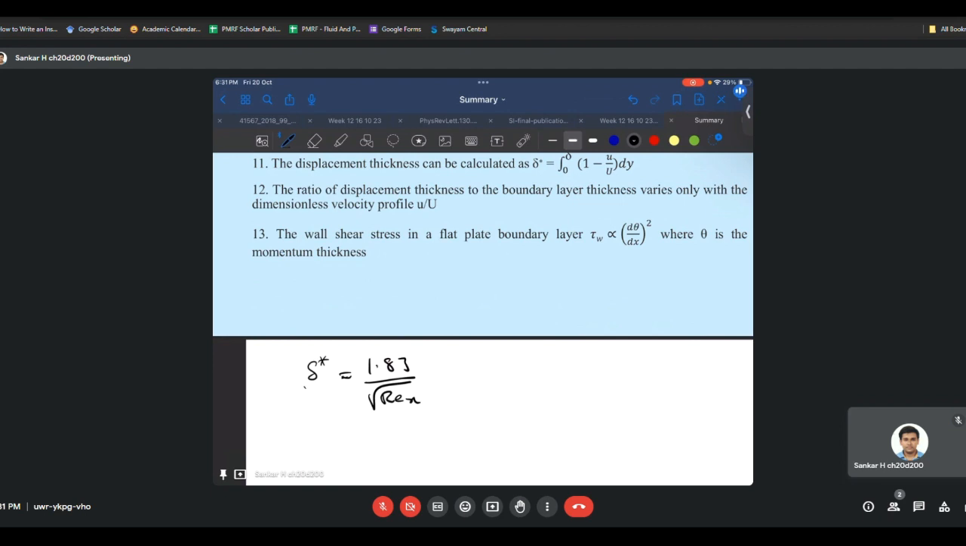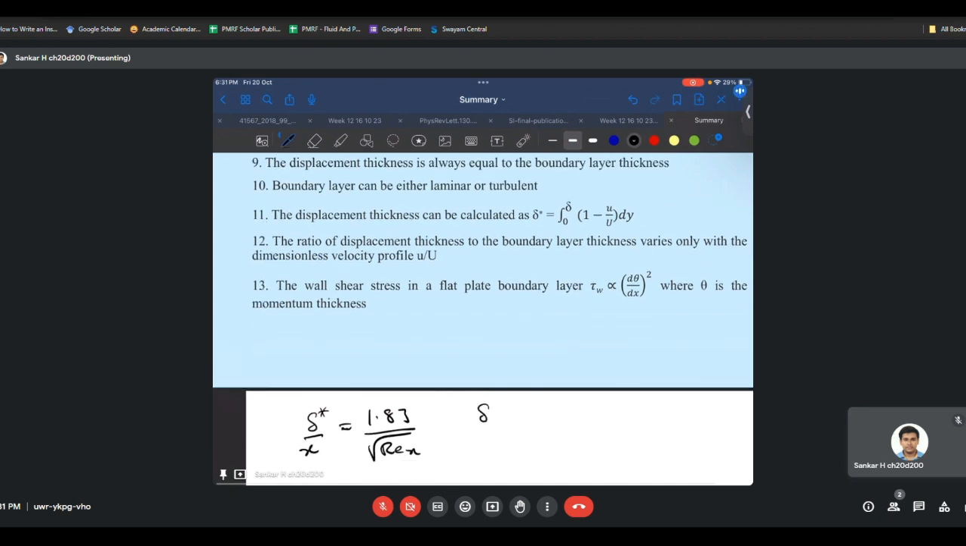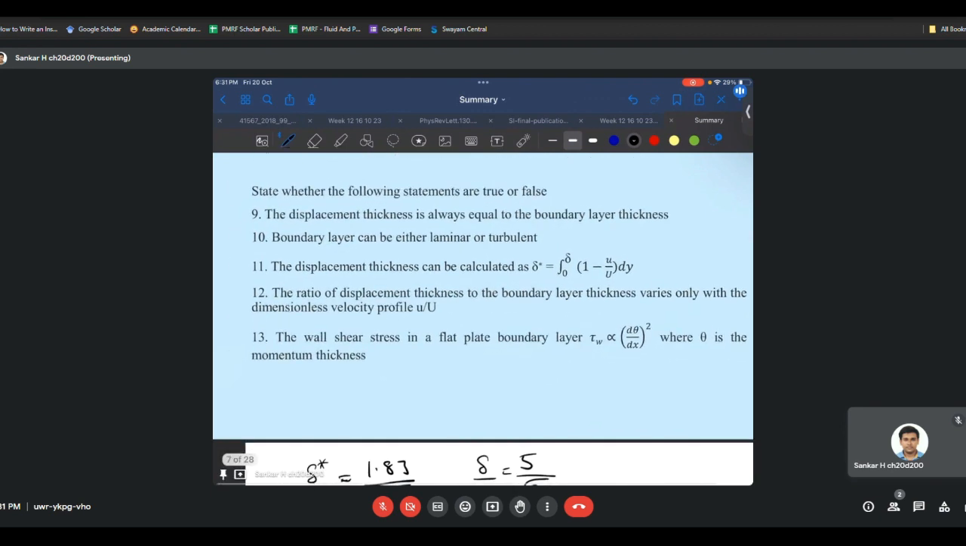Sorry, this is delta star by x, and the overall boundary layer thickness is given by delta by x is equal to 5 by square root of Rex. As you can see, the displacement thickness is not equal to the boundary layer thickness and is in fact smaller than the boundary layer thickness. So again, this statement is false.